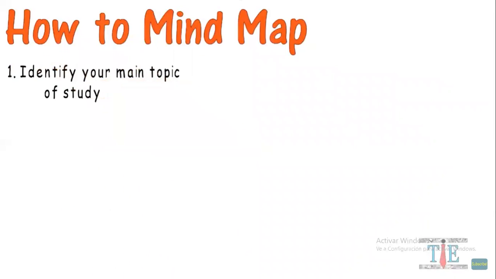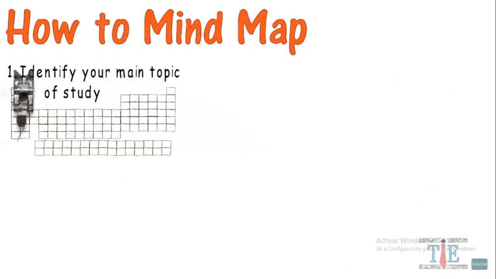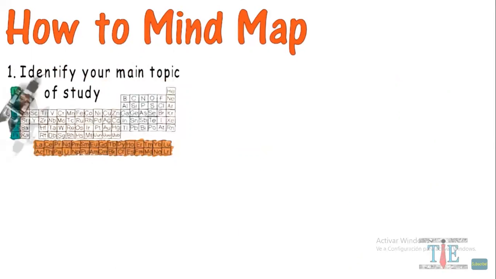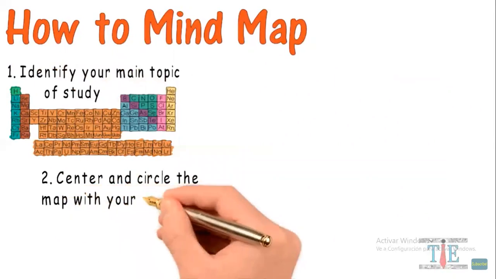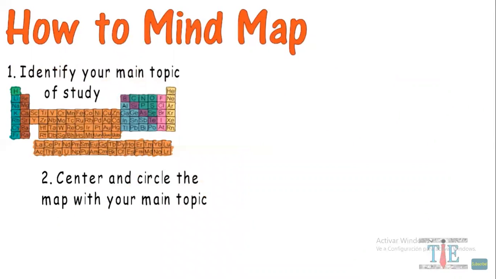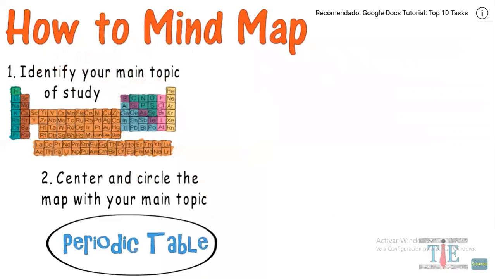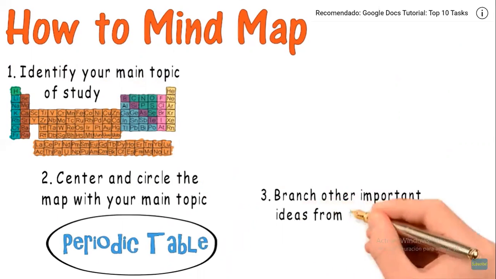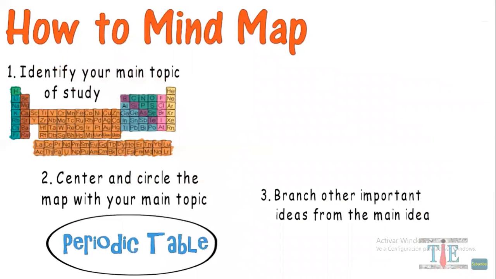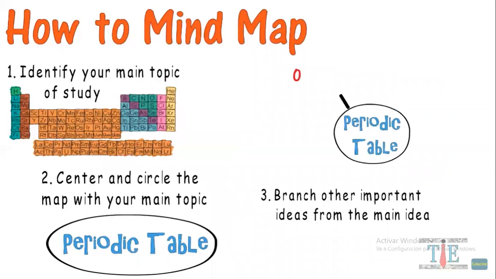Maybe the student is in a chemistry classroom, but the main topic of study for the day is the periodic table. The next thing you do is center and circle the map with your main topic of study. So just like this, write the words periodic table and place a circle around it. Then branch off other important ideas from the main idea. So here is the main topic, and you can then draw lines to other important ideas.